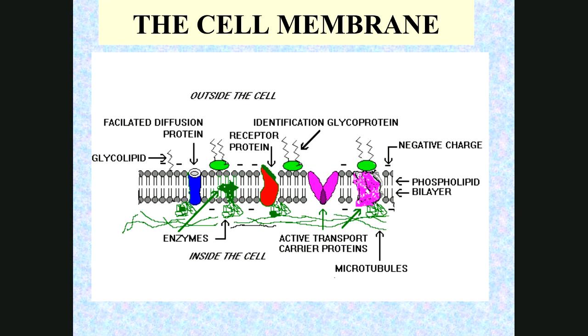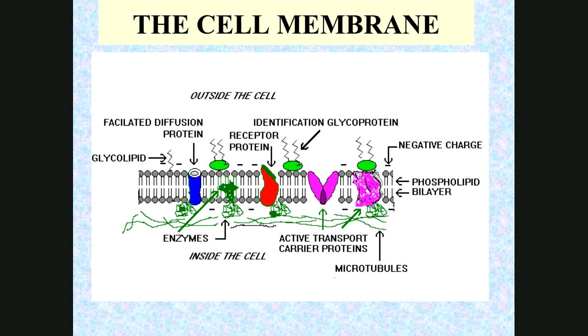One's called a facilitated diffusion protein. That means that it basically has a hole in it, so various substances of the right shape can actually go through that hole and get into or out of the cell, depending on what kind of material they are. Some facilitated diffusion proteins cause things to leave the cell, and some cause them to enter. It depends on what it is.